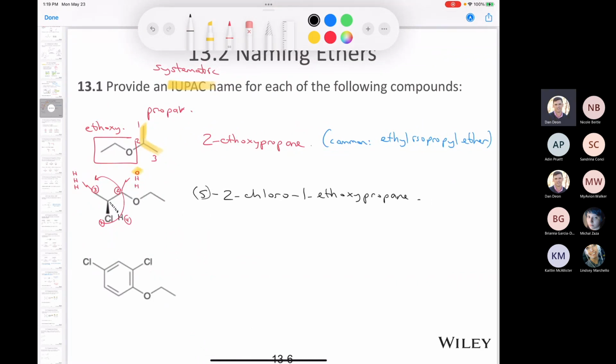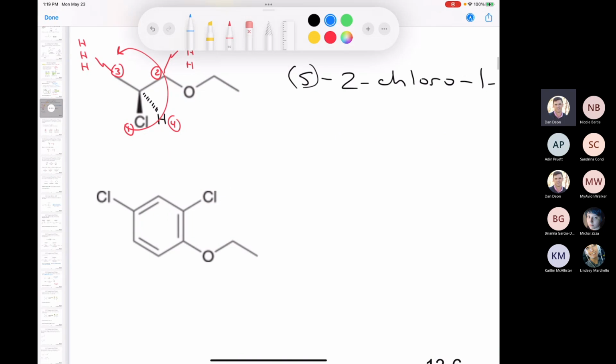And let's take a look at the last one. We have two halogens and we have an ethoxy group on a benzene ring. So this is some kind of benzene. And we want to number it in such a way that we give all the substituents the lowest possible numbers. And the ether is going to take higher priority than the halogens anyway. But either way, you'd get the right answer.